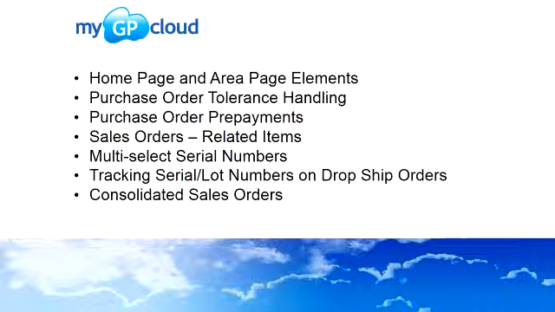There's new functionality in GP 2013 that allows me to select multiple serial numbers when I need to for an inventory transaction, for a sales order, for a sales invoice. So let me show you how to do that. This is going to really speed up that process. So let's go ahead and take a look.